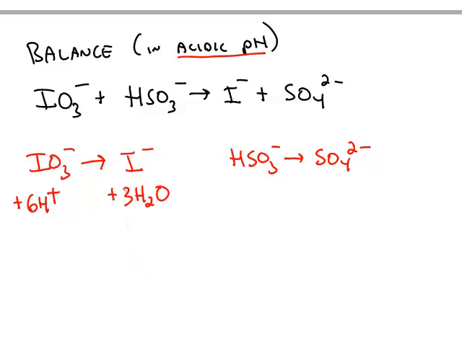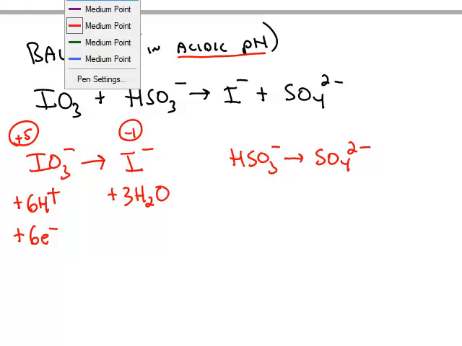Then we want to figure out the overall charge. 6 positive 1s and 1 negative 1 means our reactant side has a net positive 5 charge. The product side is a negative 1 and 3 neutrals, which is a net negative 1. So the only way to make the two charges the same is to add 6 electrons to the reactant side.